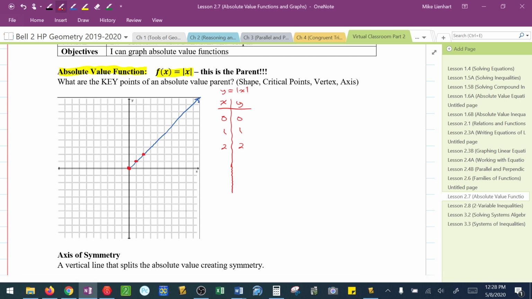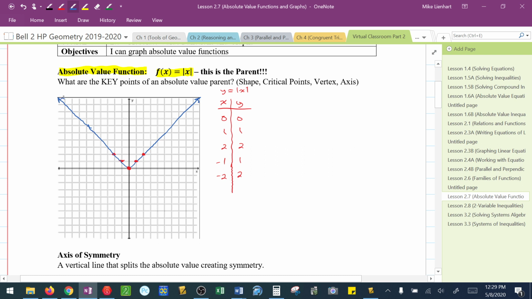Now, what if I look to the left of that? Well, the first x value to the left of 0 is negative 1. The absolute value of negative 1 is 1, which gives us the point negative 1, 1. Let's look at another point. What if I look at negative 2? The absolute value of negative 2 is 2. And again, I notice a pattern that begins to emerge. And what that pattern tells me is this is what the other side of the graph is going to look like.